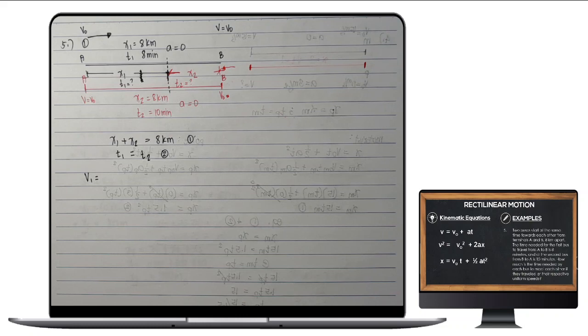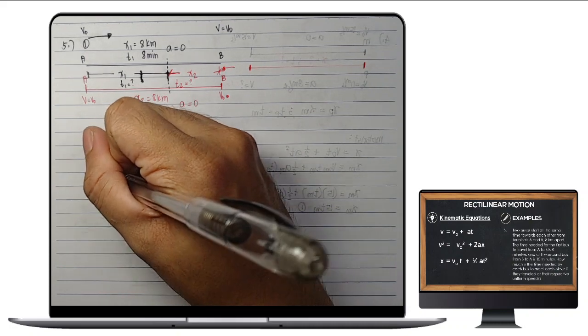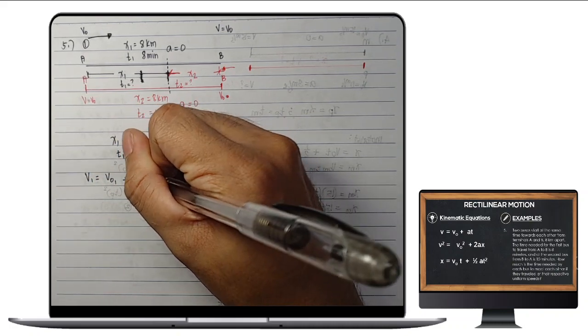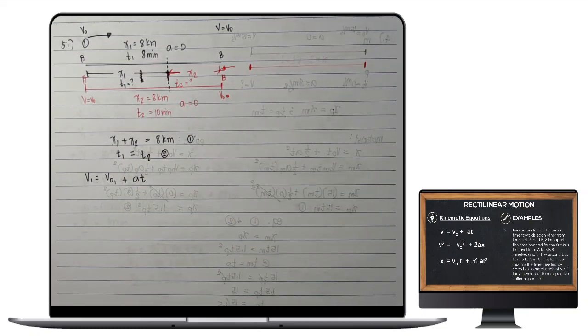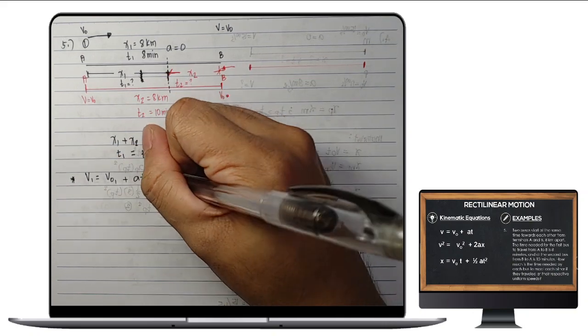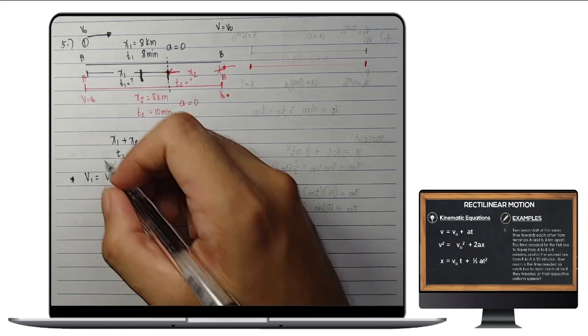So velocity is displacement over time, but let's derive them from the kinematic equation. So let's say V sub 1 is equal to V0 1 plus AT using the initial condition. No, we cannot use equation 1 because acceleration here is 0. So instead, let's use the third equation.